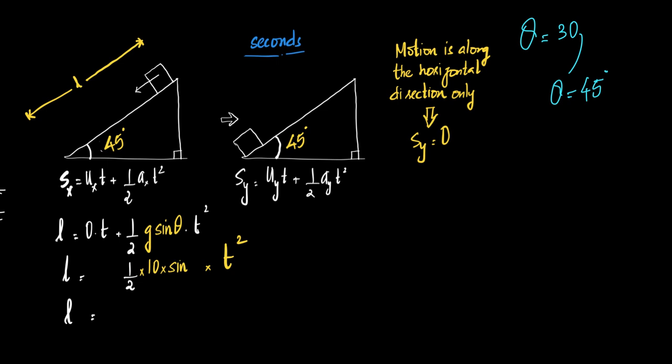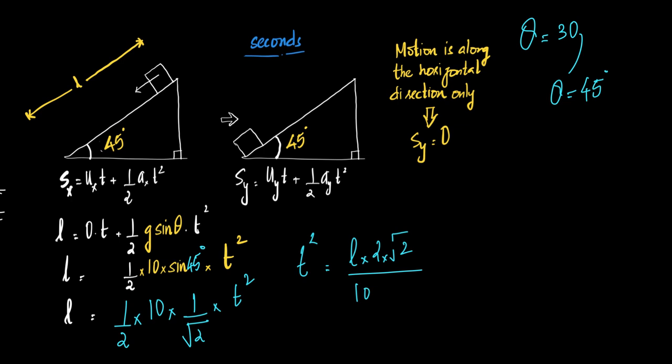Now, the only difference is half into 10 into, sorry, instead of 30, what is theta here? Theta is 45 degrees. So what is sine 45? Sine 45 is 1 by root 2 into t square, right? And what is t square equal to? So t square will be equal to L into 2 into root 2, the whole upon 10, right?